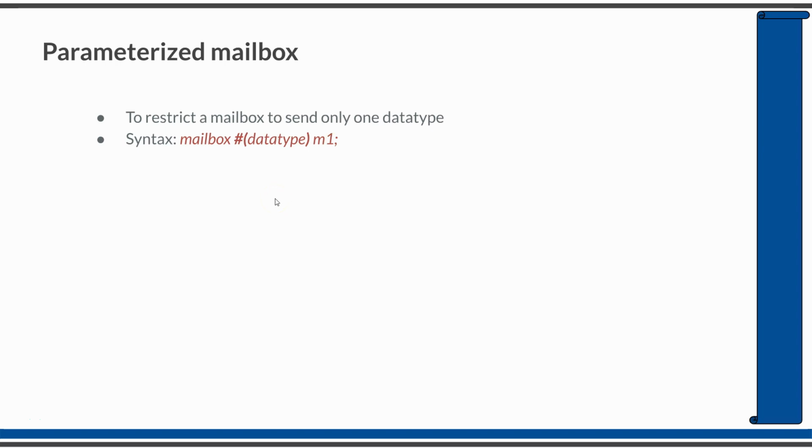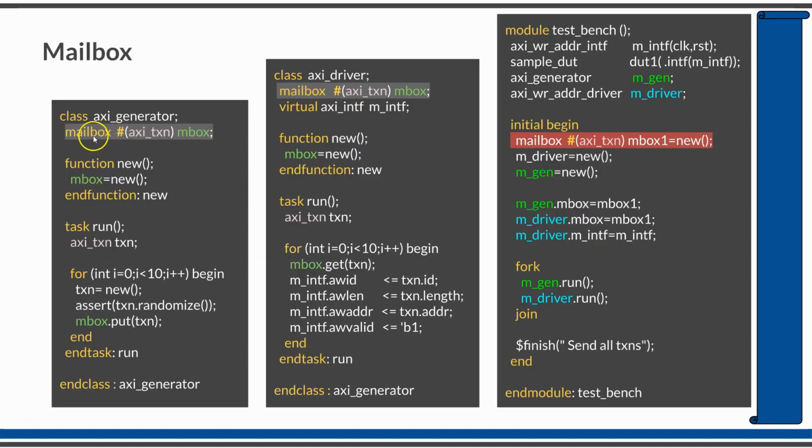So the best usage of mailbox in the previous example should be like, when you declare the mailbox, it should be parameterized with the AXI transaction type. Note that AXI transaction is a type of class which is being generated and sent into this mailbox. So in this example, the mailbox should be parameterized with the AXI TXN. So if you are trying to send another integer or string from here, it will flag an error.